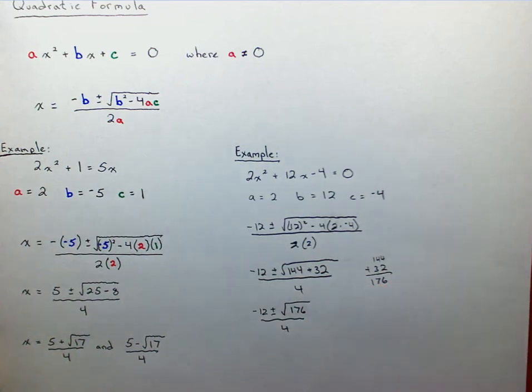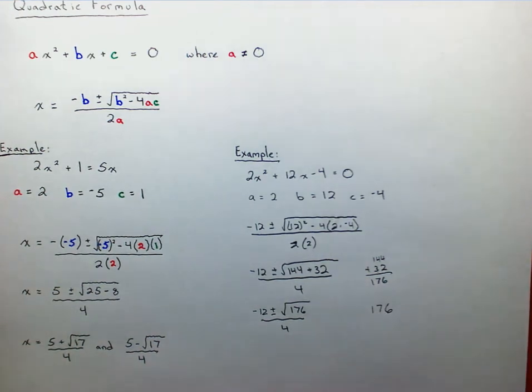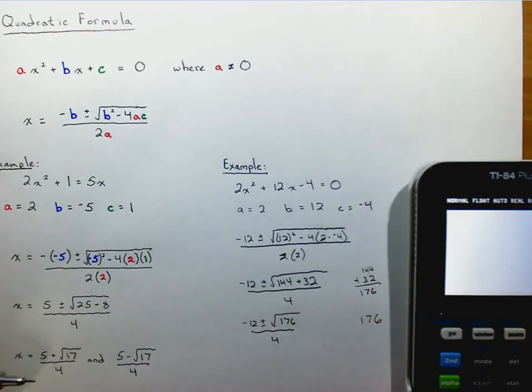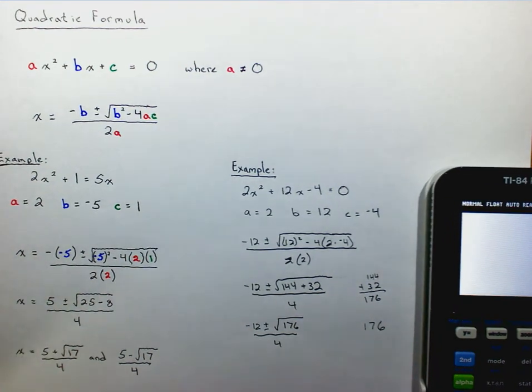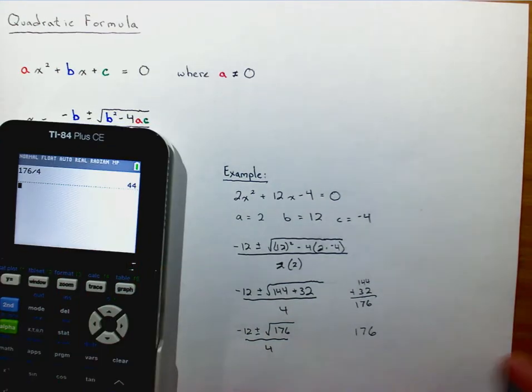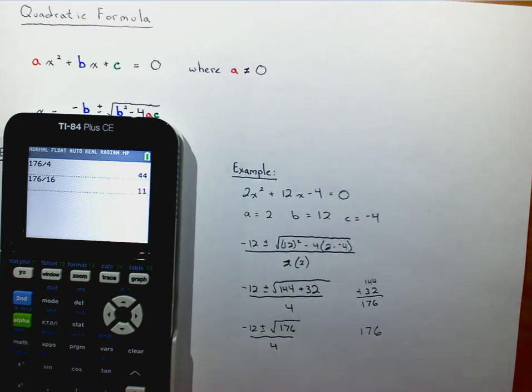I need to simplify what's inside the radical. So 176. What I do is I look for a perfect square that goes into 176. We can start off with something simple. We can say 176 divided by 4. 4 is a perfect square. When I look at that, there's 44, and 4 can go in there again. So let's try something else. Let's say 176 divided by 16. Yes, 16 is a perfect square, and 11, so I can rewrite that.